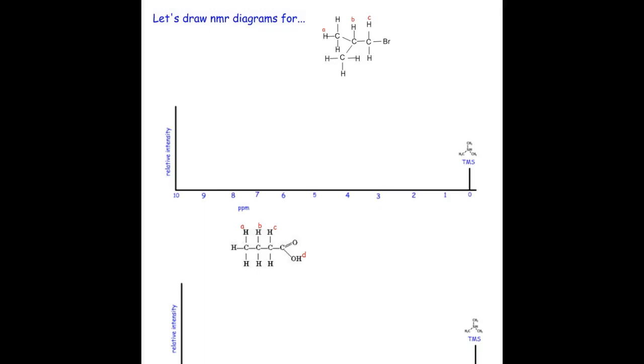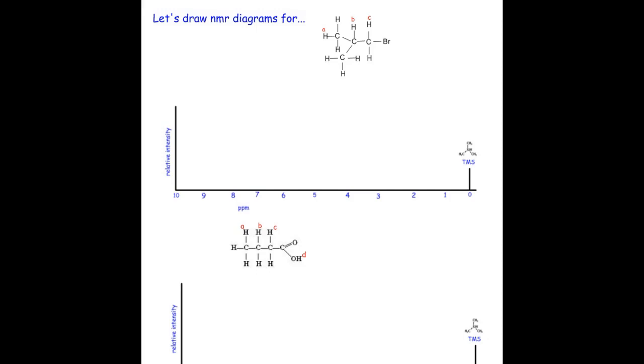We now have enough information using the Intro to NMR video that we can sketch NMR diagrams for the molecules we've been taking a look at. And so we're going to start with the one that contains the bromine. And we know how many peaks there are. There's going to be an A, a B, and a C.